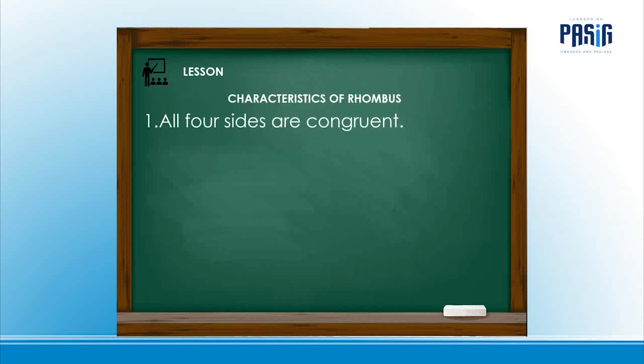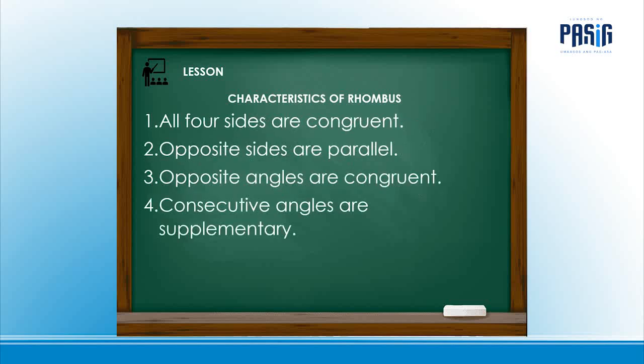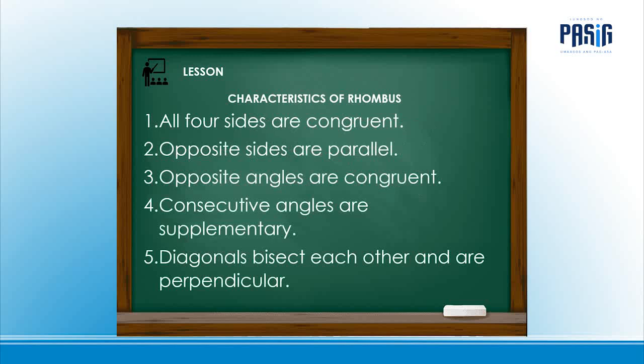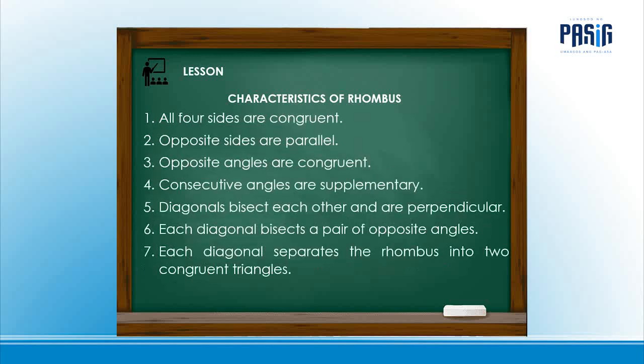So, we are through with rectangle. Now, let us proceed to rhombus. So, here are the characteristics of rhombus. Number 1, all 4 sides are congruent. Opposite sides are parallel. And also, opposite angles are congruent. Consecutive angles are supplementary. Diagonals bisect each other and are perpendicular. Each diagonal bisects a pair of opposite angles. And finally, each diagonal separates the rhombus into 2 congruent triangles.